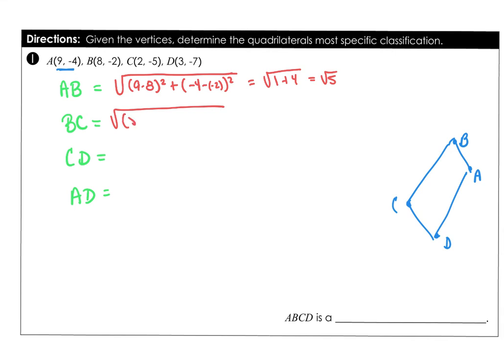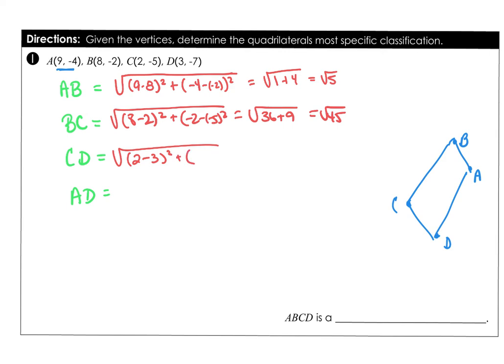B to C. We're going to get this. And then C to D. We're going to do this 4 different times. So you will know your distance formula before this is all over. And then A to D.